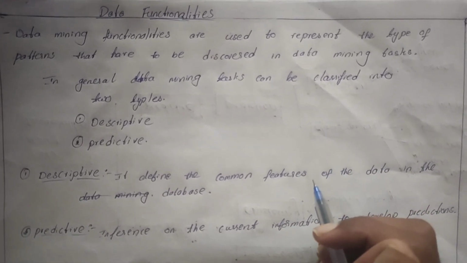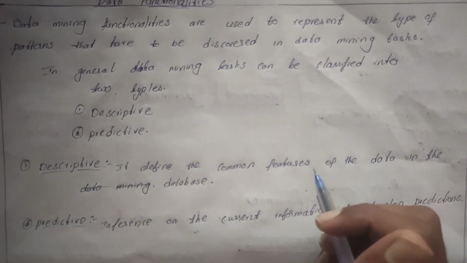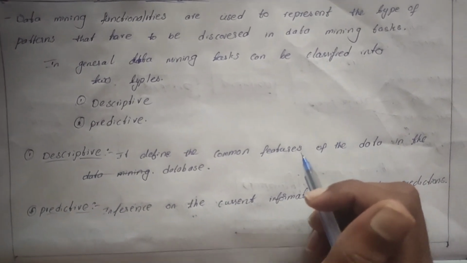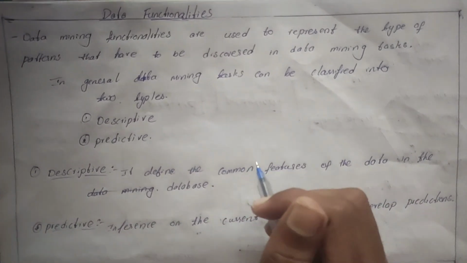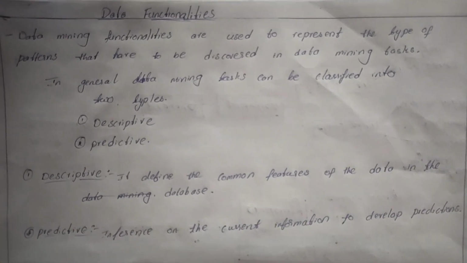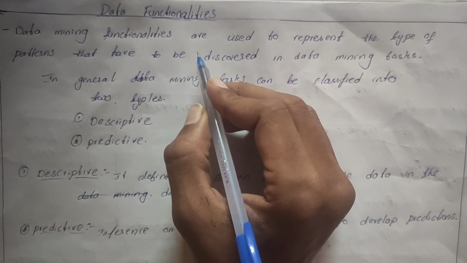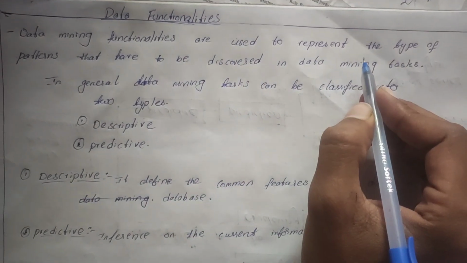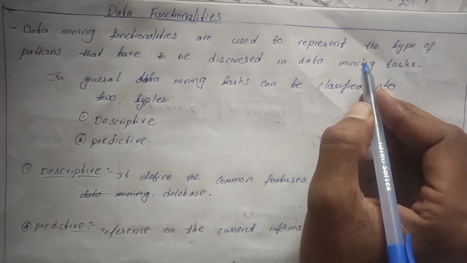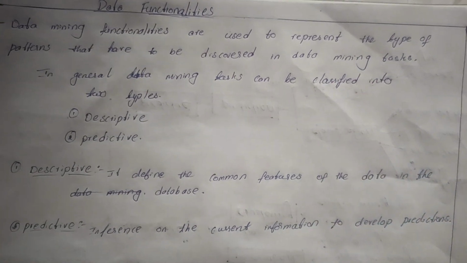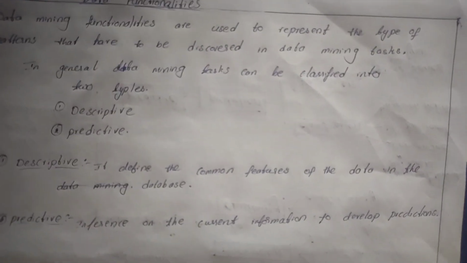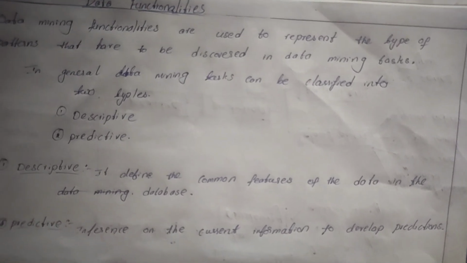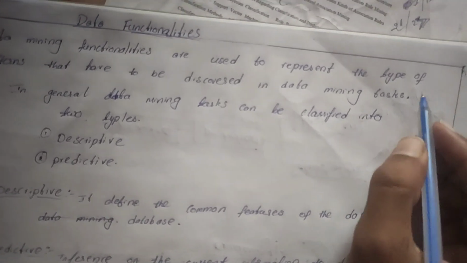So far we have discussed what data mining is, the features of data mining, and the types of data to be mined. Today we'll discuss data functionalities. Data functionalities are used to represent the type of patterns that have to be discovered in a data mining task.